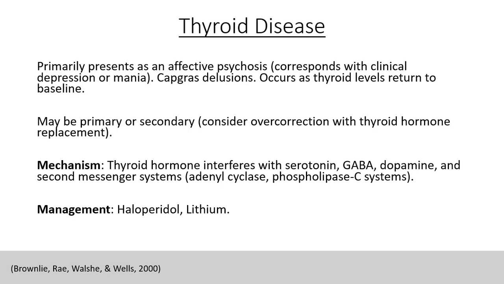Possible mechanisms explaining this connection between thyroid hormone and psychosis include the possibility that thyroid hormone interferes with serotonin, gamma-aminobutyric acid or GABA, dopamine, and second messenger systems such as adenyl cyclase and phospholipase C systems.